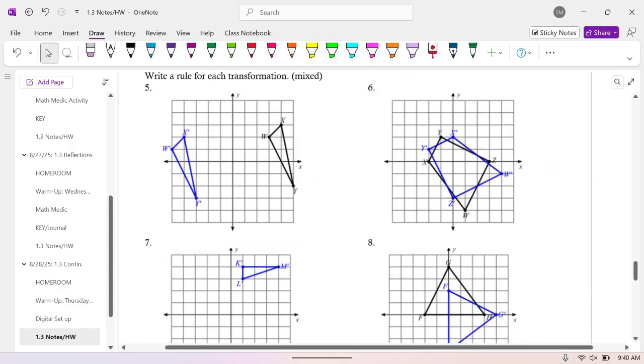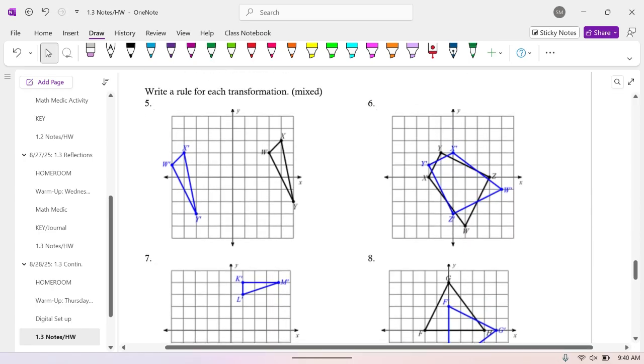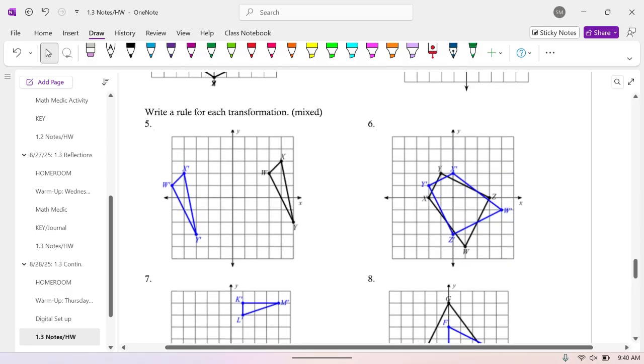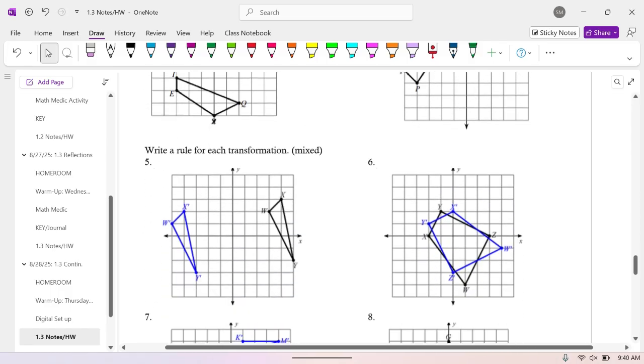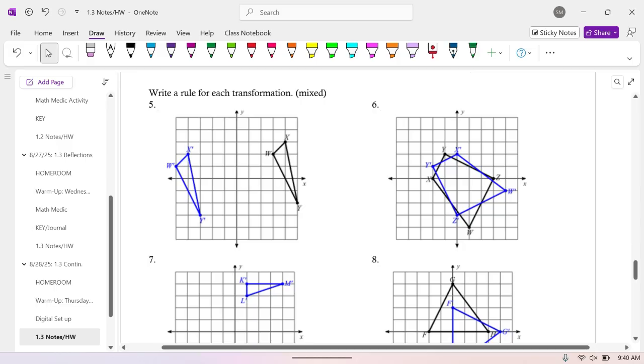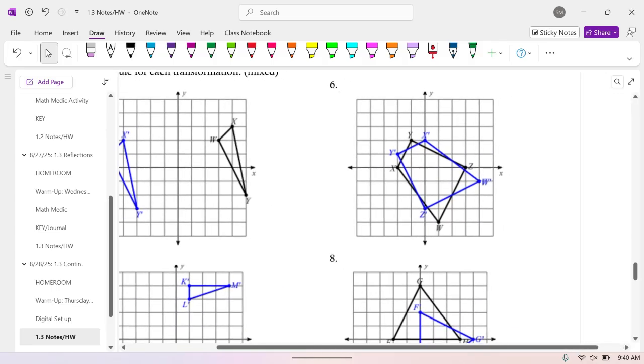All right. So that being said, I had questions on specifically 6 and 8 on your homework. So I'm going to go over number 6. Now, this is one of those where it may have been the line y equals x or y equals -x that it reflected over. How do I know?